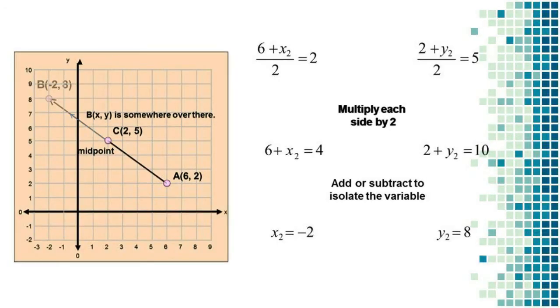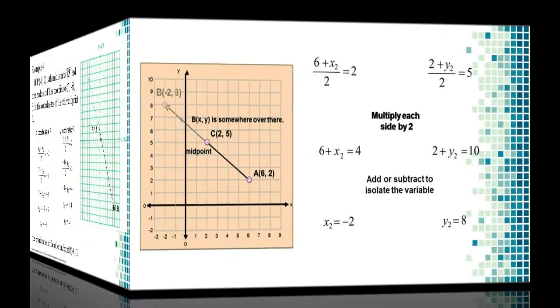So, for the next step, multiply each side by 2. 6 plus x sub 2 is equal to 2 times 2, which is 4, while 2 plus y sub 2 is equal to 5 times 2, which is 10. For the next step, let's apply the addition property. So, we're going to have x sub 2 is equal to negative 2 and y sub 2 is equal to 8. Then we have our coordinate of (-2, 8).